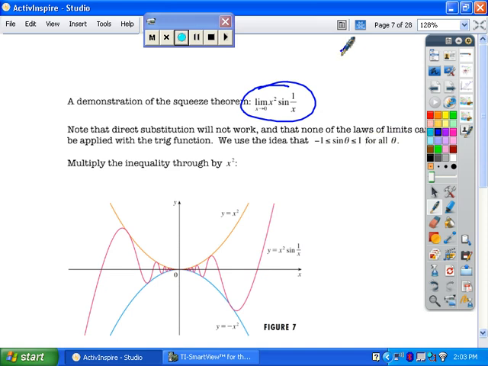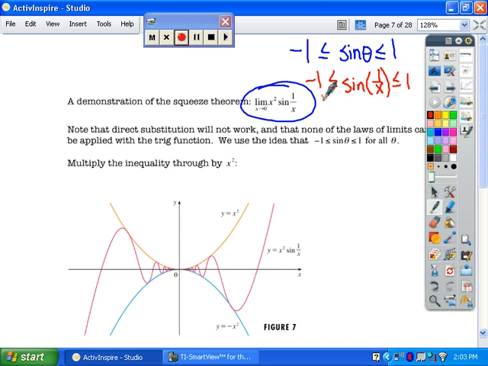You can kind of think about the unit circle again and say, what is the sine of any angle always between on the unit circle? What's the largest that a y value can be on the unit circle? A 1. And what's the smallest it can be? -1. So it's between 1 and -1. Okay? If that's true, then what must be true about the sine of 1 over x? It's between 1 and -1.